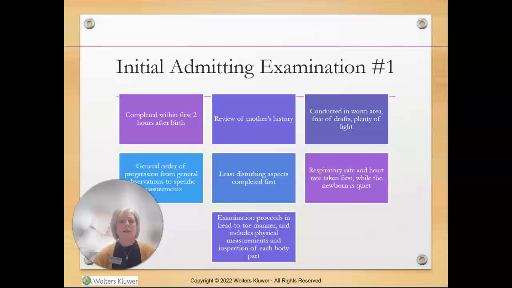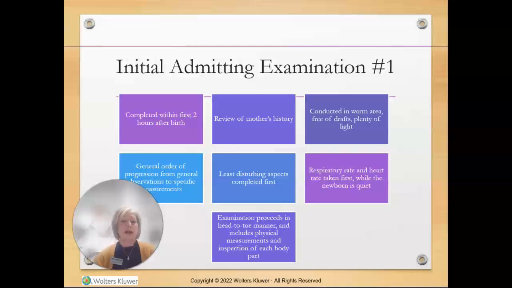We're going to make sure we're doing it in a warm area. You want to make sure we're not losing heat because you're going to undo this baby. So a lot of times we'll do it on the radiant warmer so we can keep that baby warm. Make sure that there's plenty of light. We don't want any drafts coming through, any air vents blowing, anything like that. We're going to usually do it in a general order. So you're going to start at the top, work your way down. We're going to look at specific measurements, and do all that kind of stuff.